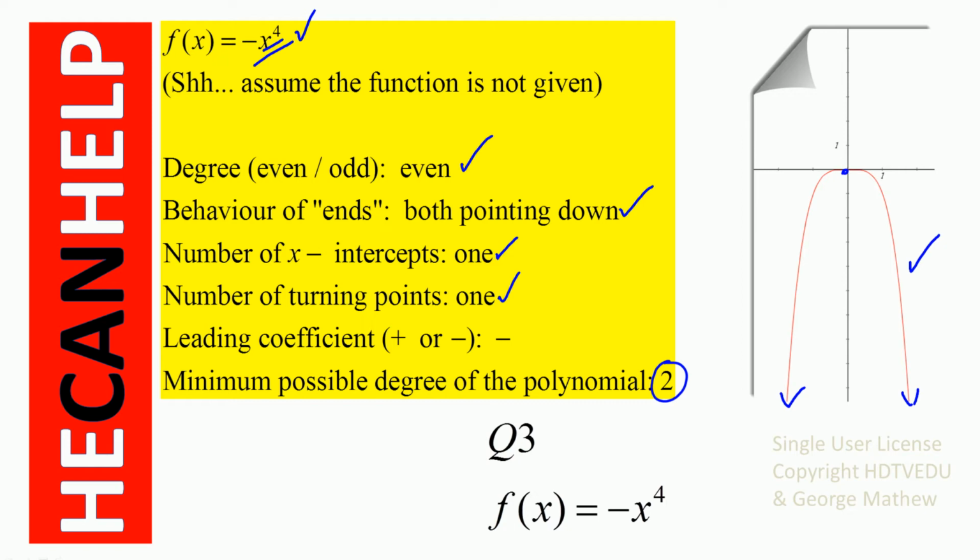Well, because we only saw one turning point, it could be x to the power of 2 as well. Can you say whether it is x to the power of 4 or x to the power of 2? Well, if the numbers are given, yes. All right. So what is the minimum possible degree of the polynomial? It is 2. Could be 4. And we know better, it is 4.